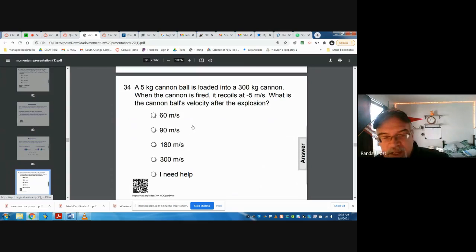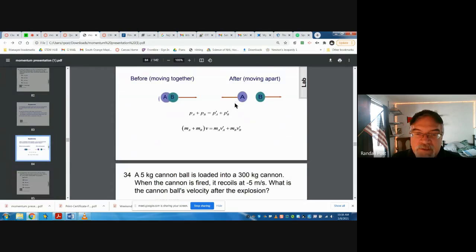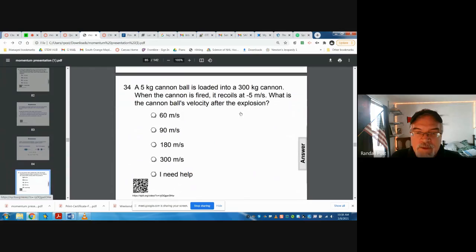Okay, this comes in handy when you're talking about firing a cannonball from a loaded cannon. Consider that A is the cannon and B is the cannonball. There's an explosion inside, and then the cannon kicks back a little bit. We call that recoil. And the cannonball gets launched in the opposite direction. Okay, so you can do this problem and check the answer.